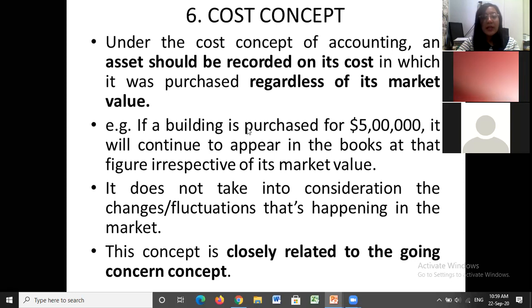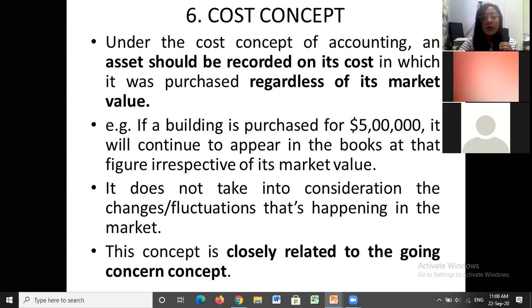Supposing a building is purchased for 5 lakhs, okay, 500,000, it will continue to appear in the books at that figure irrespective of its market value. In your books of account, you will always write it as 5 lakhs. Always write it as 5 lakhs, the cost, not the market value.